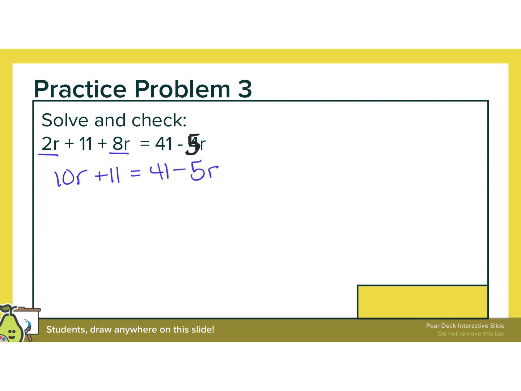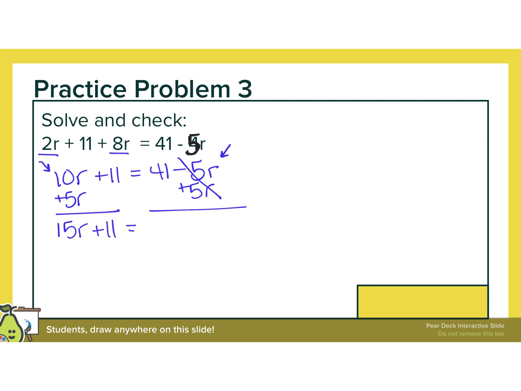Now I need to get my variables on the same side. So I have variables here on the left, and I have variables there on the right. I need them all on the same side. This time I get to choose, so I'm going to move the smaller one by doing the opposite, right? If I move the 10r, it would be negative, and I want to avoid that when I can. So the negative and positive r's cancel out. 10 plus 5 is 15r.